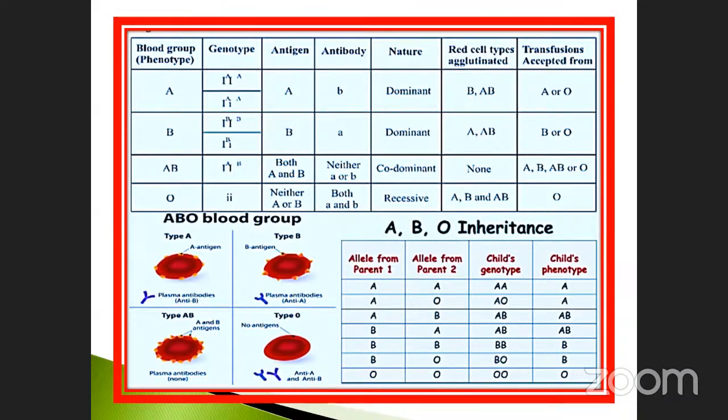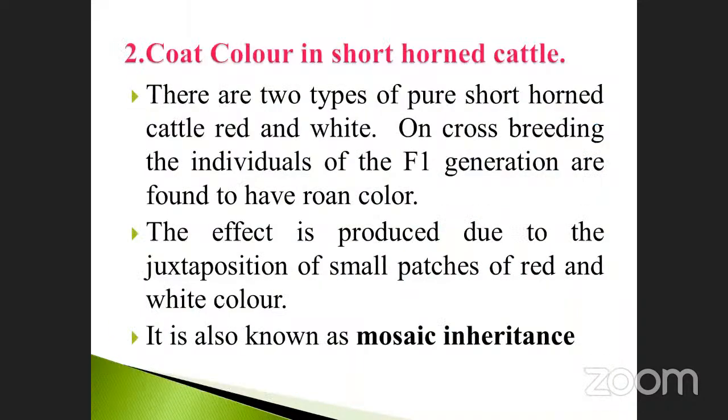So this is the parental genotypes. Okay. Child blood group is also mentioned. Okay. Next one is a very, very important thing. Coat colors in short horned cattle. There are two types of pure short horned cattle, red and white. See here, red and white. On cross breeding, the individuals of the F1 generation are found to have a roan color.